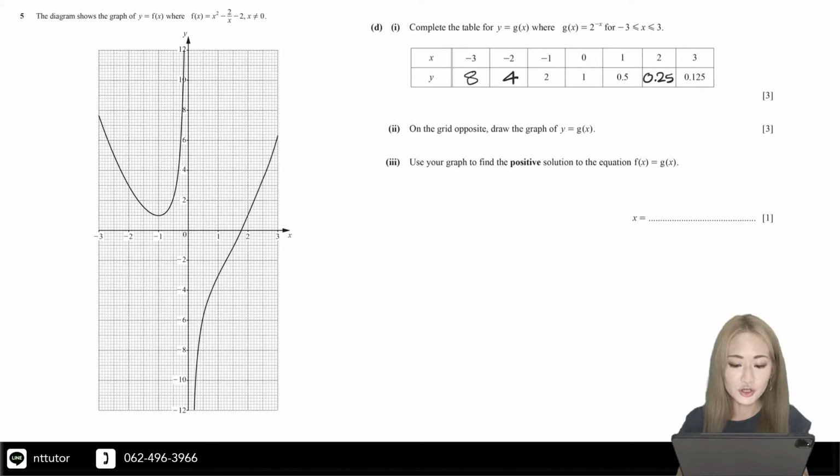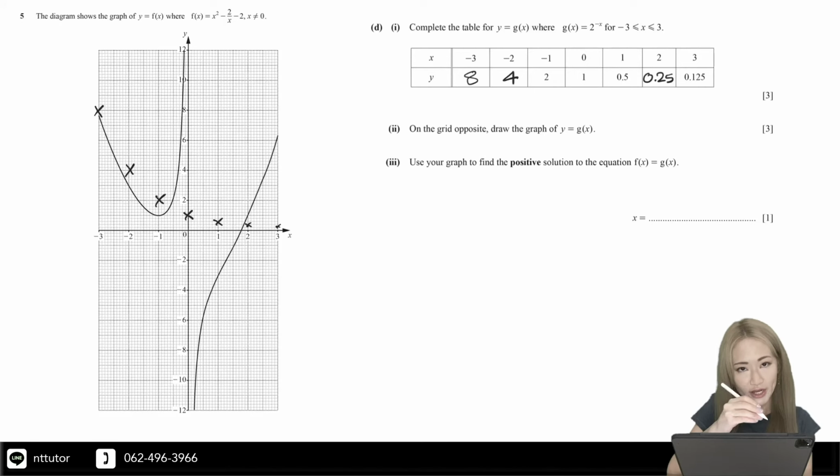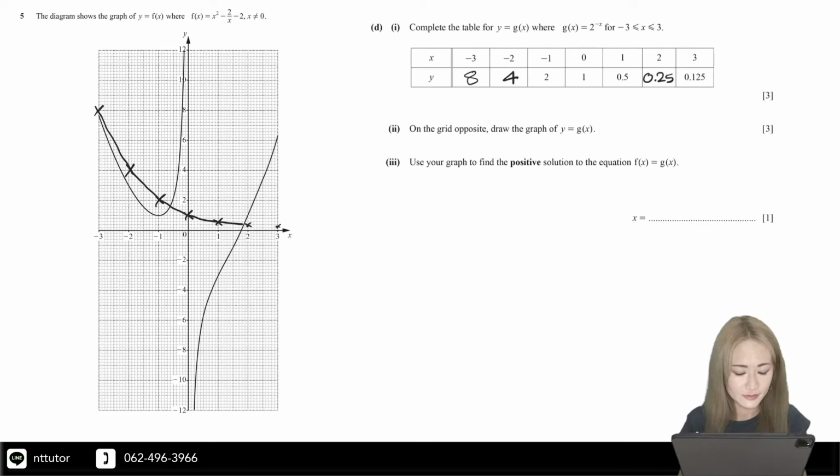2. On the grid opposite, draw the graph of y equals g(x). What we have to do here is just plot the coordinates according to the table onto the graph, like that. Then we can join it with a smooth curve. You need to freehand this. Make sure that it's a curve and not straight lines dot to dot, because if you draw straight lines dot to dot, you're going to lose marks for that. So it should look like that.